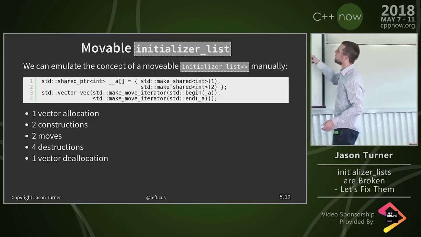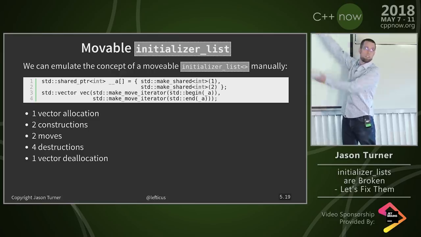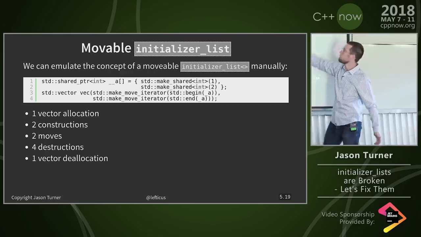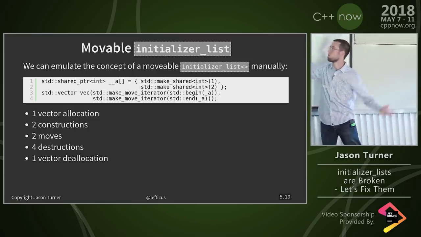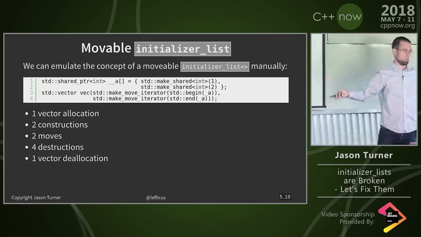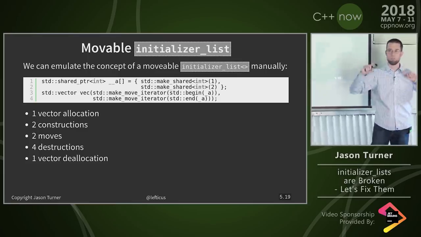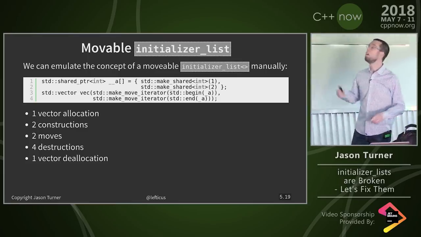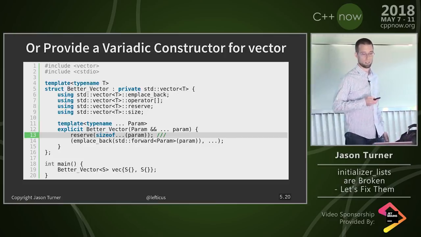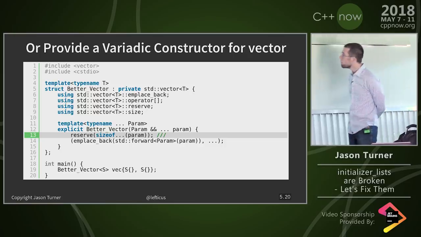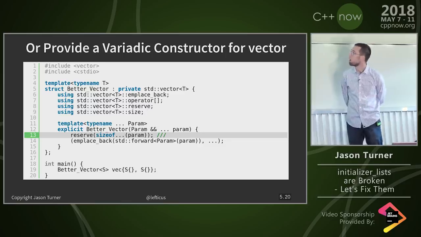We can emulate it. I just created this code, right? So my shared pointer, a C style array, this is going to be perfect initialization of these objects, then I'm going to move them into the vector. This is possible. One vector allocation, because the vector's constructor is smart enough to see what the distance is between these two iterators first. It's effectively doing the reserve for us, and then we've got our two moves or two destructions in our deallocation. Or we could provide a variadic constructor for our vector.